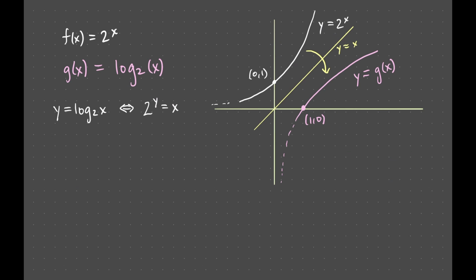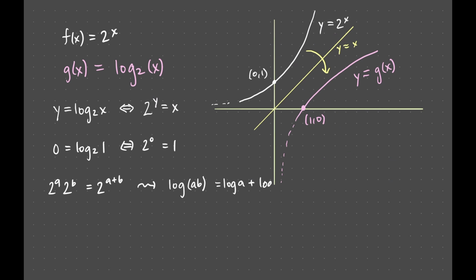In this way, some of the properties of the exponential function 2 to the x are then reflected in the properties of this log function. For example, since 2 to the 0 equals 1, we must also have that log base 2 of 1 equals 0. And since 2 to the a times 2 to the b equals 2 to the a plus b, we must also have that log of the product of a and b equals the sum of the log of a plus the log of b.